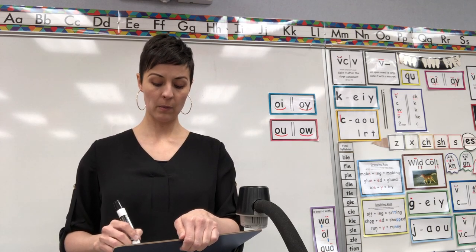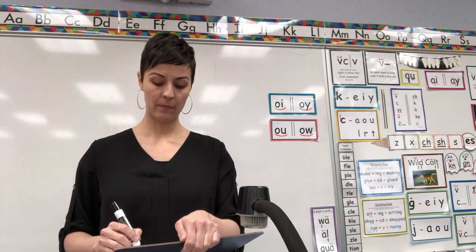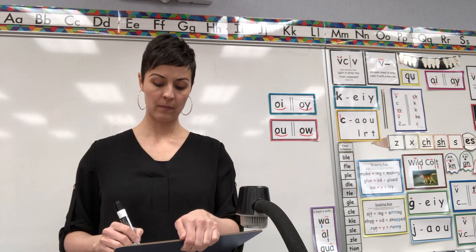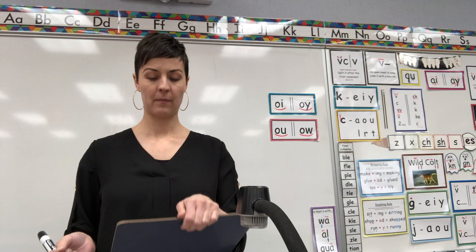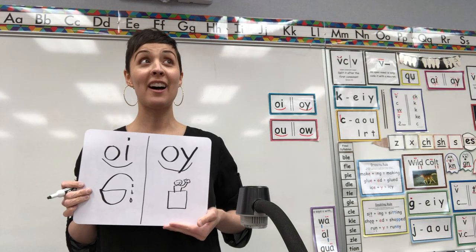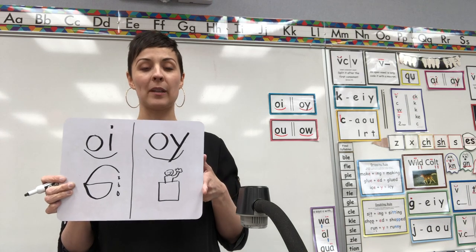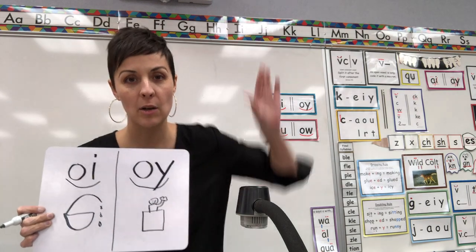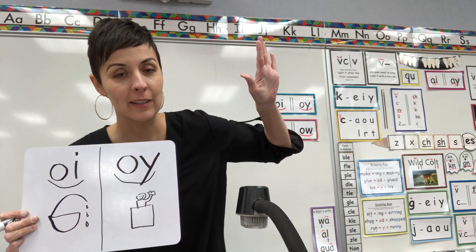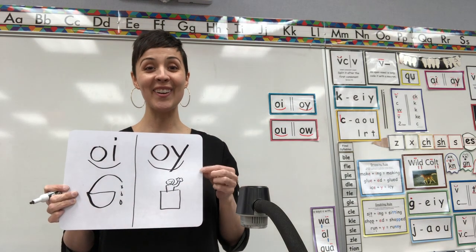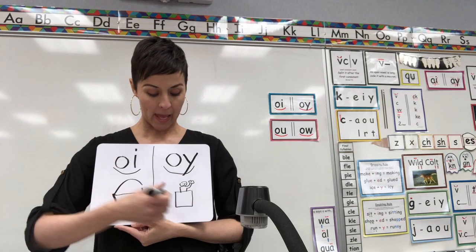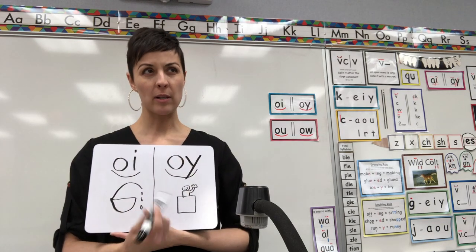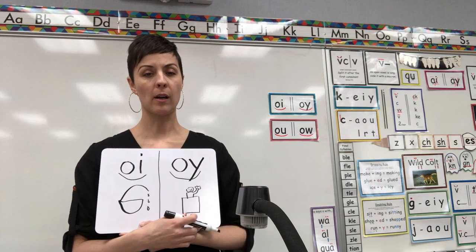Oh my goodness, this one is tricky to draw too. Okay, ready? Let's check it. You should have drawn a picture of a toy. This is my little Jack in the Box. See, he's jumping out to say hi. Way silly, I know, but we say toy, oi. We do it, toy, oi. You got it.